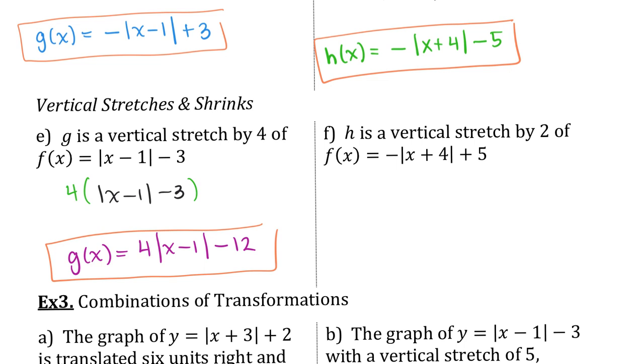Okay, h is a vertical stretch by 2 of f of x. So this is going to be h of x. Okay, and what am I going to do? I'm going to multiply the entire thing by 2, because I'm multiplying this graph. Okay, so this is negative 2, and then 2 times 5 is 10.